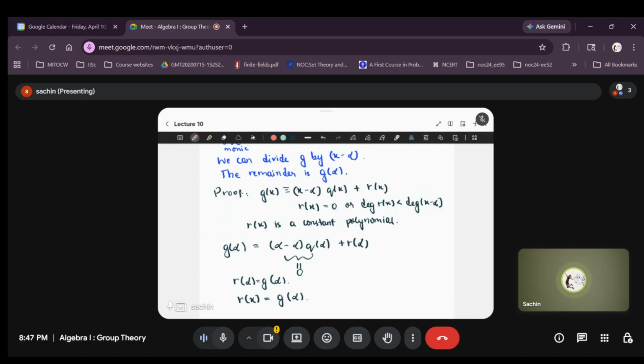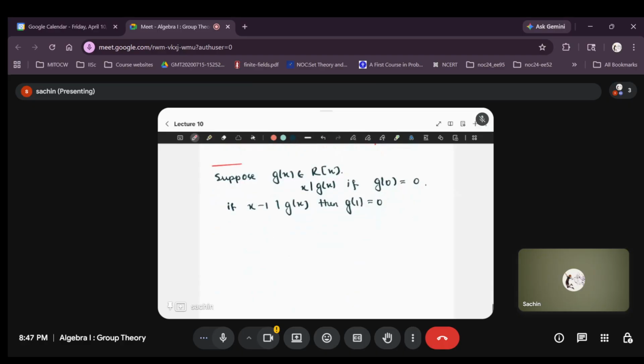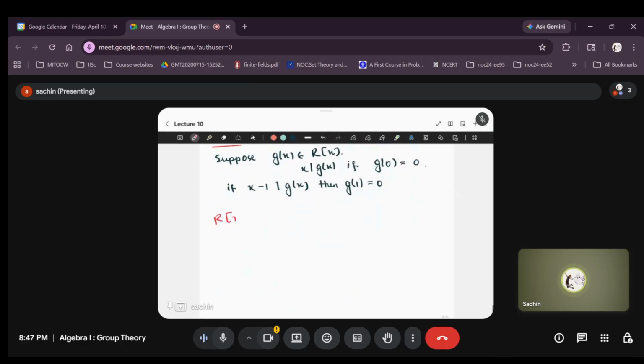Similar to this, you can actually define polynomials of multiple variables. So you can define R of x1, x2, ..., xn to be polynomials in which each term has some power of x1, some power of x2, some power of xn. Maybe this power is 0 so that it doesn't appear. But the coefficient is from R. So addition will be defined in the same way.